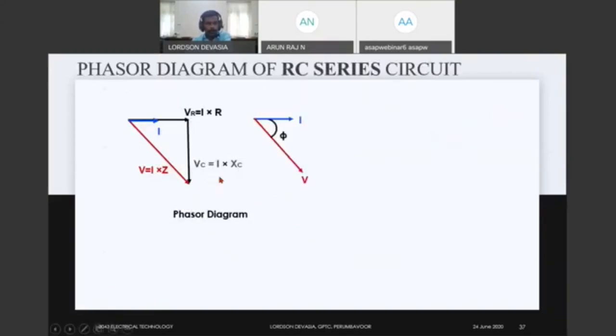So this is a phase diagram, and notice, this is the voltage downward and this is the current horizontally. So from this we can understand, in case of an RC series circuit, the current leads the voltage by an angle phi.